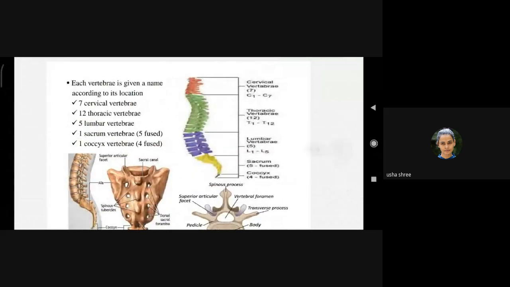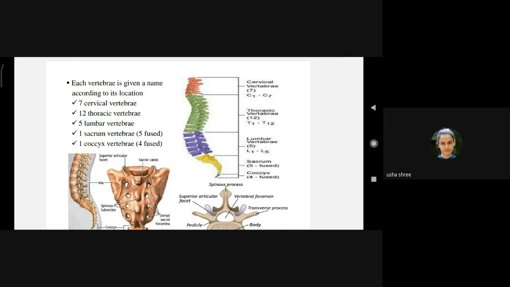So our vertebral column is divided into 5 parts. The top part is cervical vertebrae. Can you people differentiate between vertebra and vertebrae? Singular and plural, ma'am. And which one is singular and which one is plural? Vertebrae is plural. Vertebra is singular. Very good. So when we talk about more than one vertebra, then it is vertebrae.